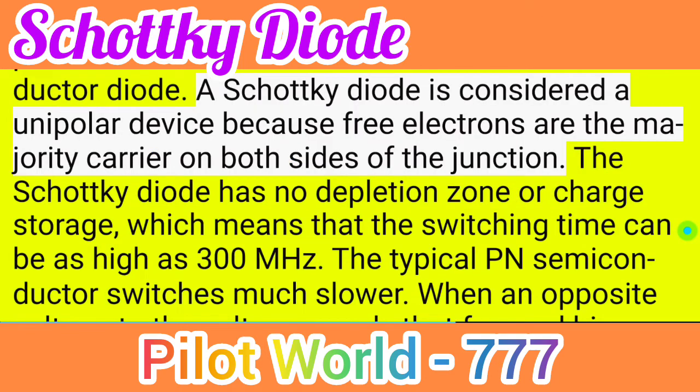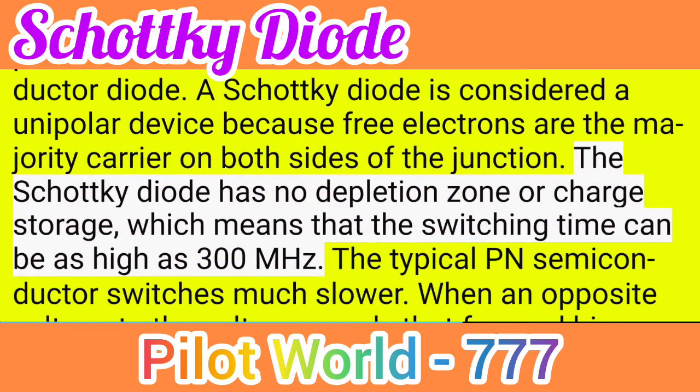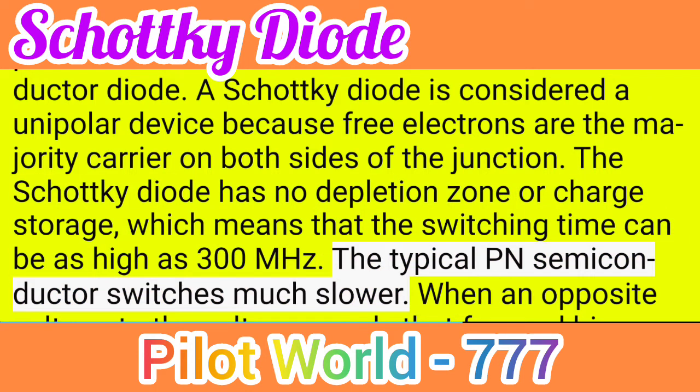A Schottky diode is considered a unipolar device because free electrons are the majority carrier on both sides of the junction. The Schottky diode has no depletion zone or charge storage, which means that the switching frequency can be as high as 300 MHz. The typical PN semiconductor switch is much slower.